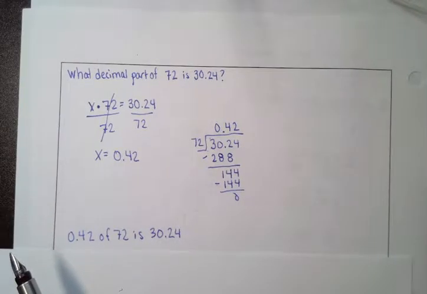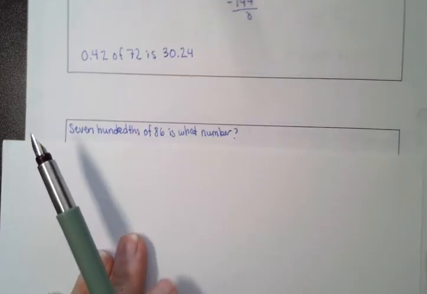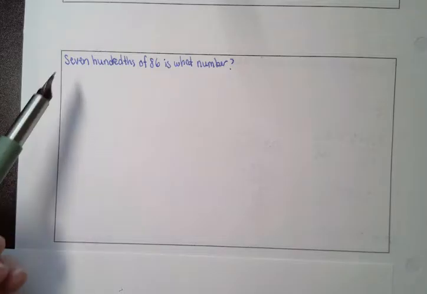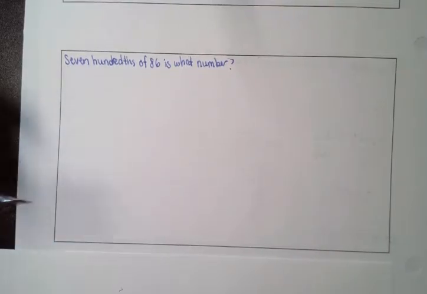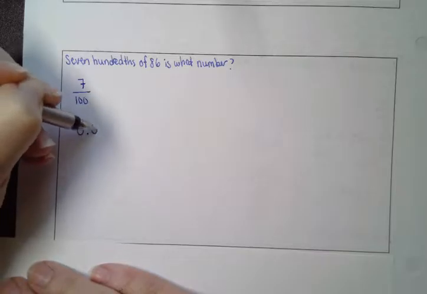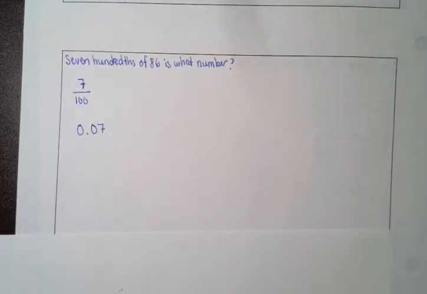Let's do one last example. 7/100 of 86 is what number? Remember, 7/100 could be written as a fraction, 7 over 100, but we're working with decimals, so I prefer that you write it as a decimal, which is 0.07. Go ahead and pause the video, set up the equation, and see if you can figure it out.